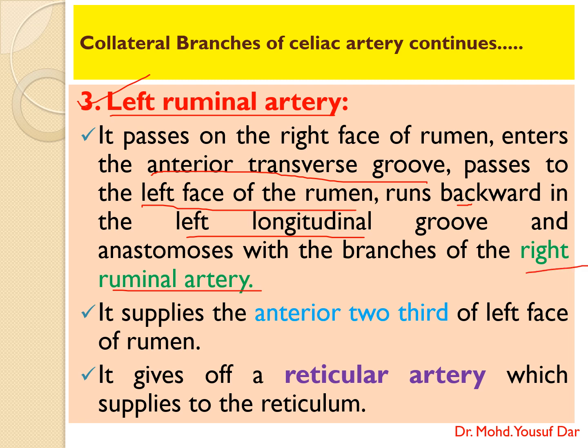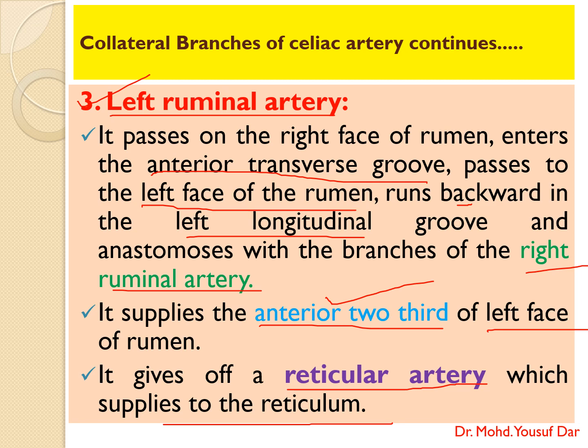So the left ruminal artery supplies the anterior 2/3, while the right ruminal artery supplies the whole right side plus 1/3 of the left side of the rumen and the pancreas. Here the left ruminal artery supplies the anterior 2/3 of the left side of the rumen. It also gives off a reticular artery which supplies the reticulum.